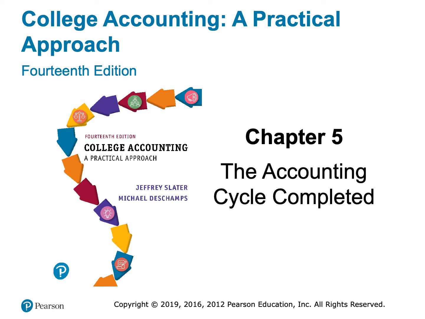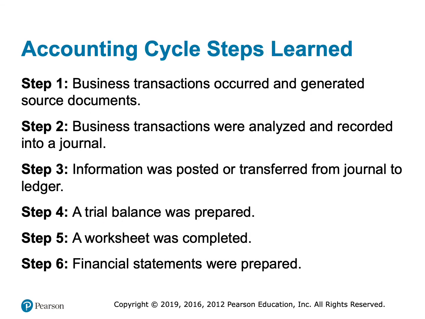Okay, so welcome to Chapter 5. We're going to finish the accounting cycle here. So I just want to review what we've done so far. We have analyzed business transactions. We've recorded them in the journal. We've posted them to the ledger. We've prepared the trial balance. We've prepared the worksheet. And then we finished off Chapter 4 by preparing the financial statements.